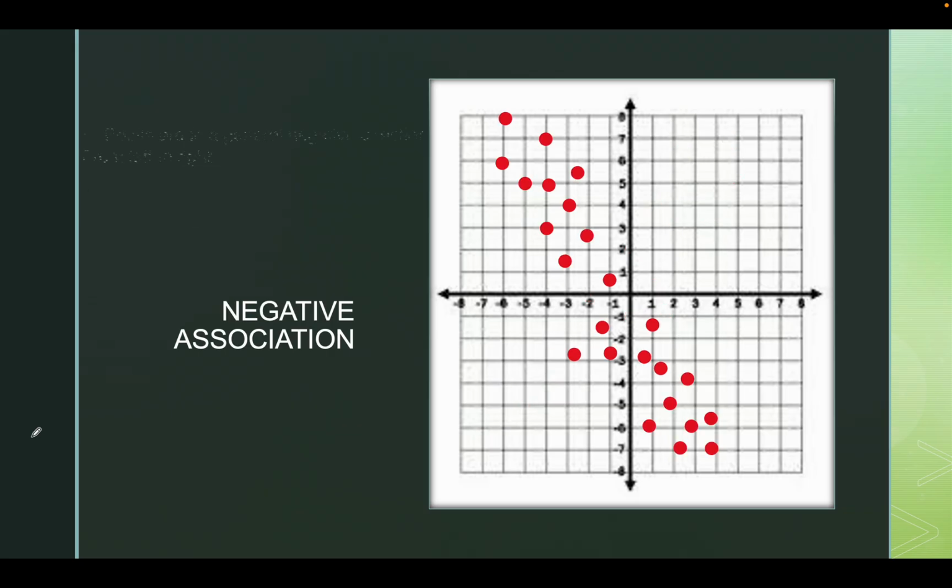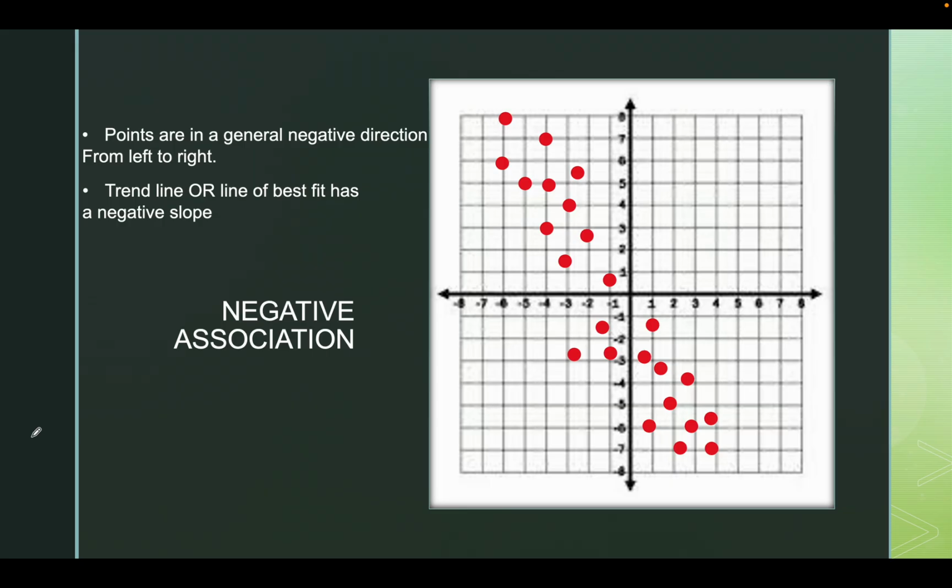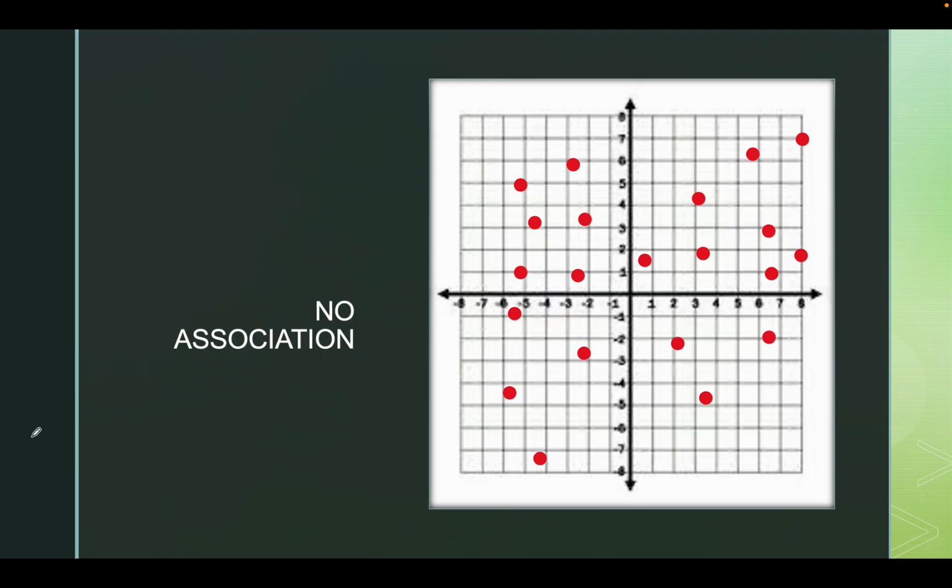With a negative association, points are in a general negative direction from left to right. They're going downhill. Our trend line, or line of best fit, has a negative slope. And when there's no general association, the points are scattered about with no general direction.